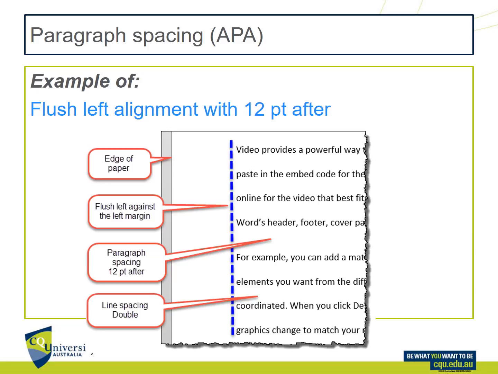Here is an example of what flush left alignment paragraphing would look like. The blue dotted line shows you where the margin is, and of course you can see the edge of the paper there, and margins are always measured from the edge of the paper, not to it, but from it. So you can see that both those paragraphs are flush against the left-hand margin. You can see that the paragraph spacing is set to 12 points after, which gives you that nice wide space to see the difference, and of course in both of them the line spacing has been set to double. Click now to go to the next slide.